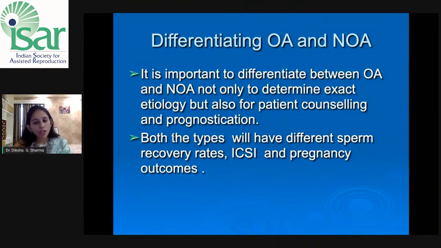Now, why is it important for us to differentiate between obstructive and non-obstructive etiology? It is not only for a sort of satisfaction to the couple as to what is the cause for the azoospermia, but also it helps in the counseling and prognostication of the couple. Both the types will have different sperm recovery rates, ICSI outcomes, that is the fertilization and cleavage rates, as well as the outcomes of the pregnancy.